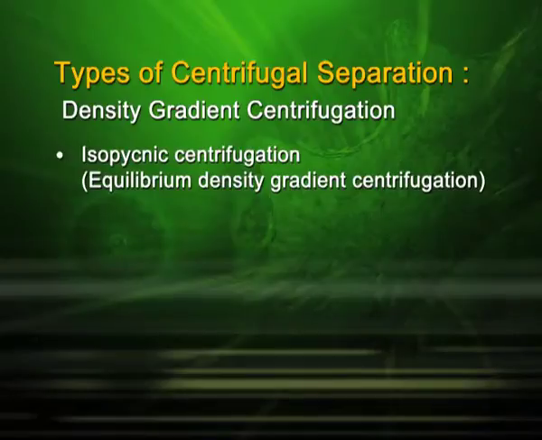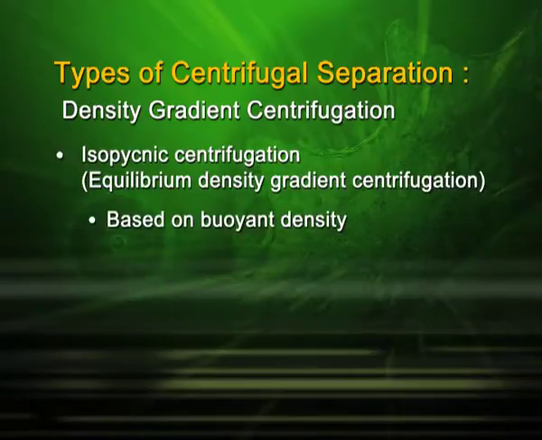Now, coming to the second type of density gradient centrifugation, that is isopycnic centrifugation. Isopycnic centrifugation is otherwise known as equilibrium density gradient centrifugation. Here, the separation is completely based on buoyant density. If I compare with rate zonal centrifugation, which was dependent on the size or the mass of the particle, in isopycnic centrifugation it completely depends on the density.